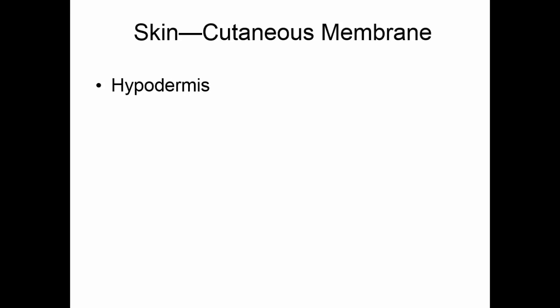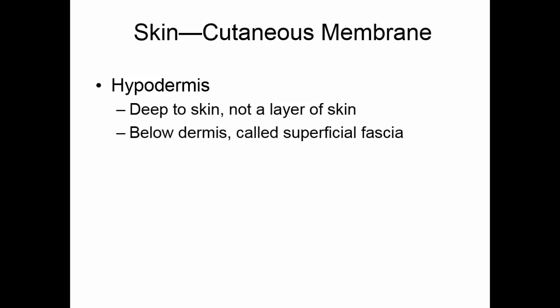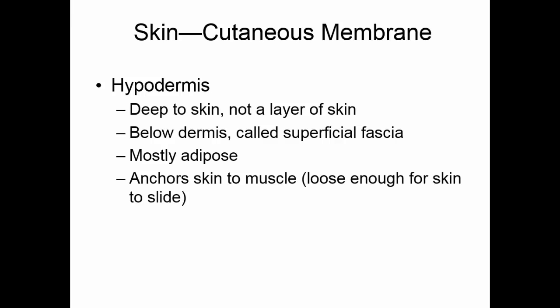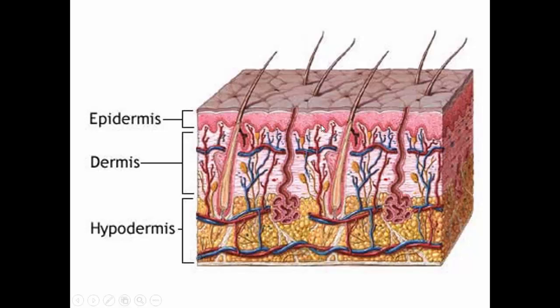Then we have the hypodermis. This is deep to the skin. It's not really a layer of the skin. It's below the dermis and is sometimes called the superficial fascia. It's mostly made up of adipose tissue. It helps anchor the skin to muscle, and it's loose enough so that the skin can slide around a little bit. So here you see the epidermis, relatively thin, the much thicker dermis, and then that hypodermis.